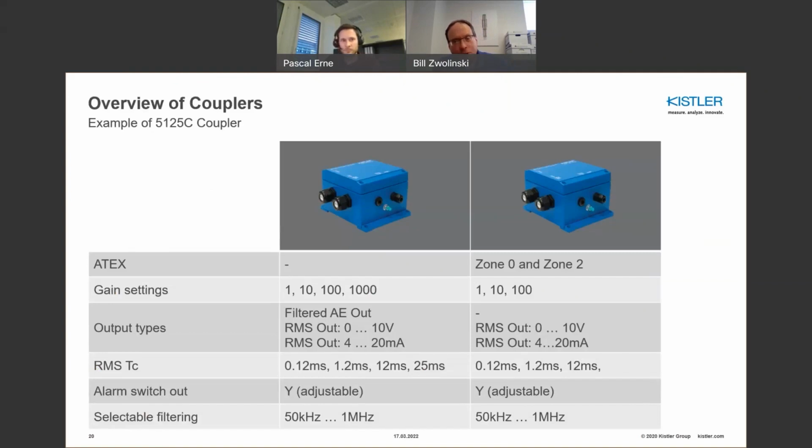In terms of the couplers, the non-ATEX couplers are generally totally open and easily flexible, putting in different filters, changing values. Whereas the zone 0 and zone 2 solutions don't require you to modify equipment in terms of these zones, you basically have fixed gains you select up front, you have fixed outputs, you have fixed time constants, and you're wide open. You're not doing any filtering. So the level of flexibility is reduced substantially for equipment going into a hazardous zone.